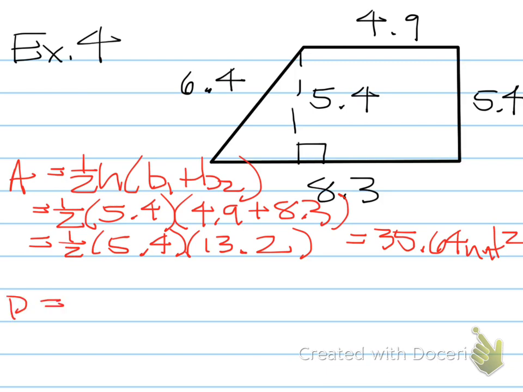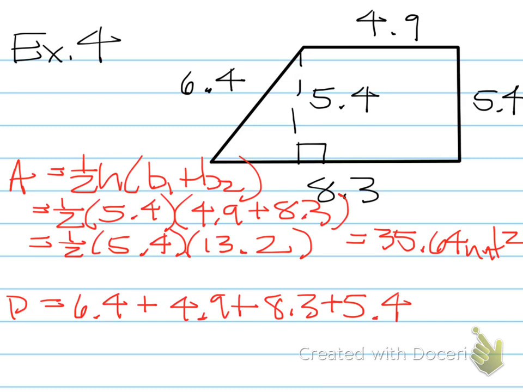And again, the perimeter is the sum of all the sides, so 6.4 plus 4.9 plus 8.3 plus 5.4 gives us a perimeter of 25 units.